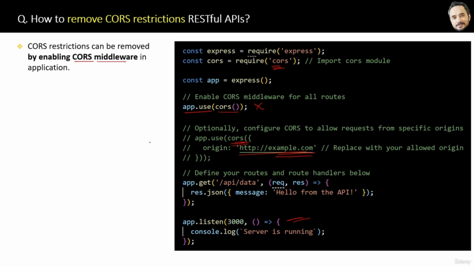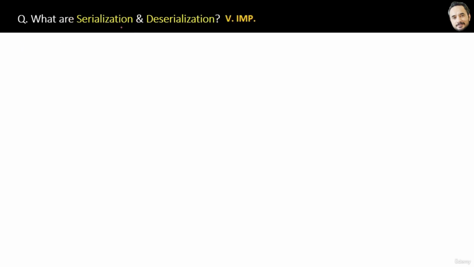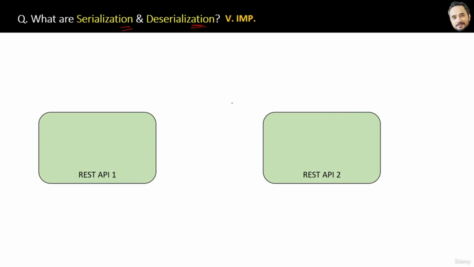That's it. What are serialization and deserialization? Every developer must know these concepts. Let me show you the example here. Suppose you have two REST APIs and you want to pass data from REST API 1 to REST API 2. For this, we can use the serialization and deserialization concept.